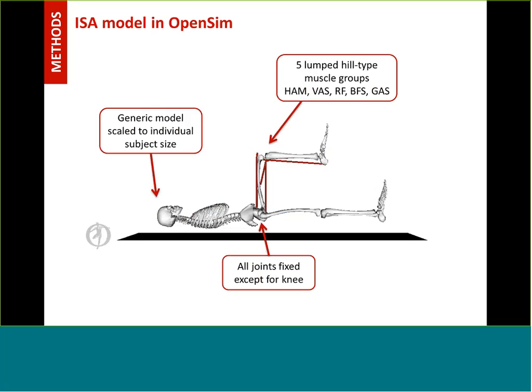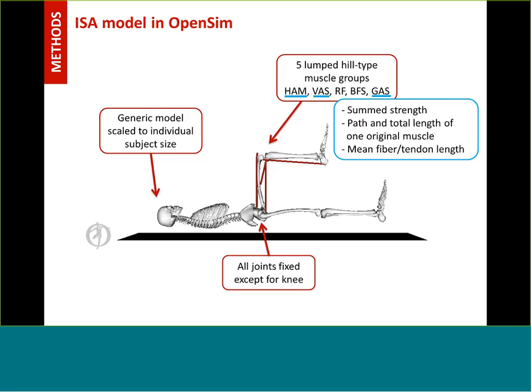And finally, we simplified the model by lumping the muscles over the knee into 5 main muscle groups, being the hamstrings, the vasti, the rectus femoris, the biceps femoris short head, and the gastrocnemius. This was done because too little information was available from the ISA test to estimate the parameters for all muscles, for instance, for the 3 individual hamstrings heads separately.